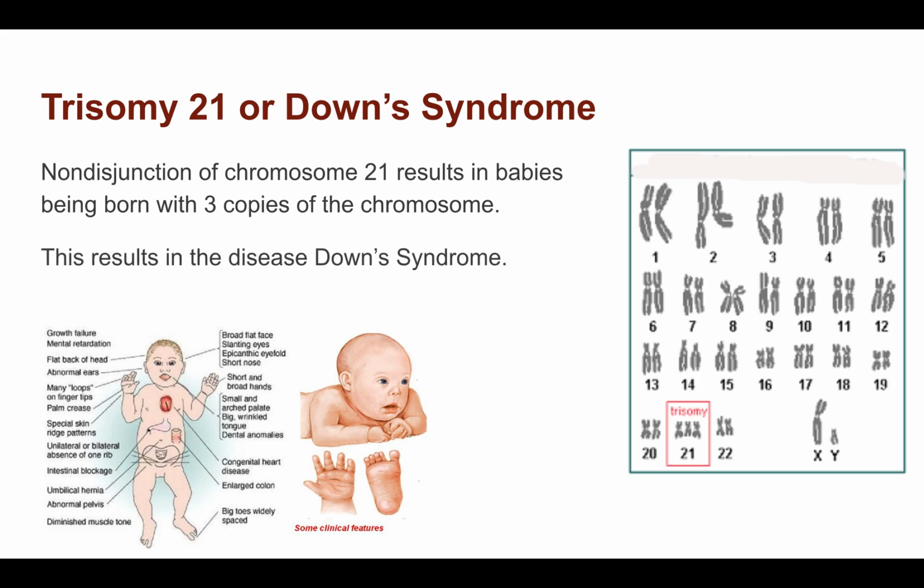In this case, it leads to Down syndrome, and here are all of the symptoms of somebody who's got Down syndrome. This is a viable cell. Having an extra 21, it still develops, but it develops abnormally.